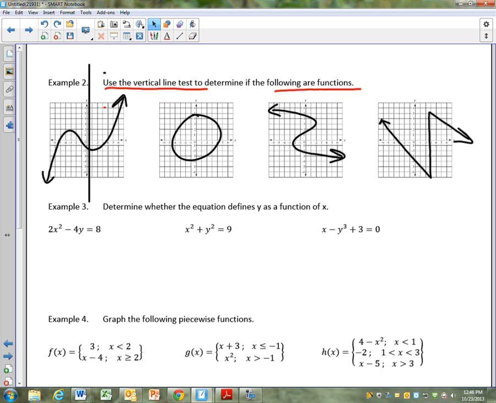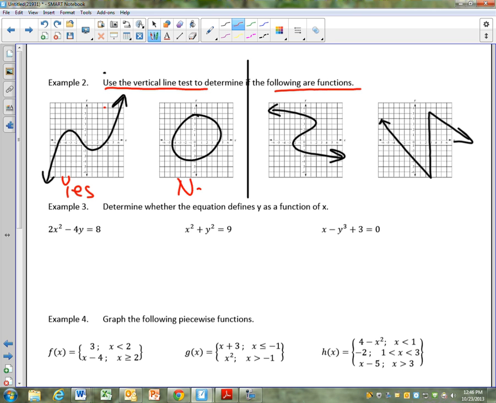We move the line across, let's say x equals 2. There's only one output still. So you can move this line across, and every x value you move it to, there's only one output. So yes, this one is a function. Is the second one a function? No. Circles are not functions, as you can tell it crosses many times.